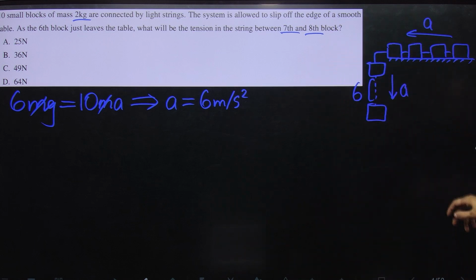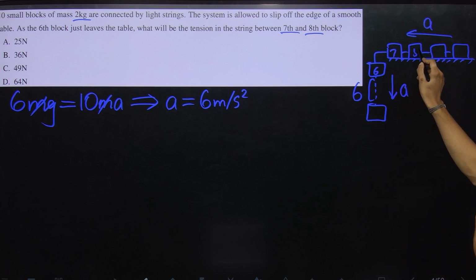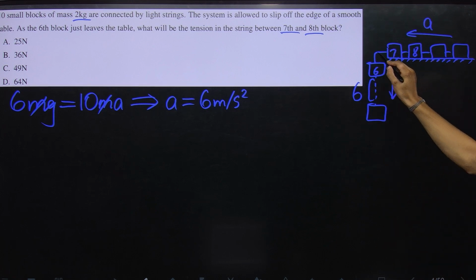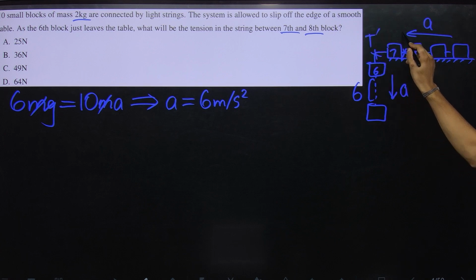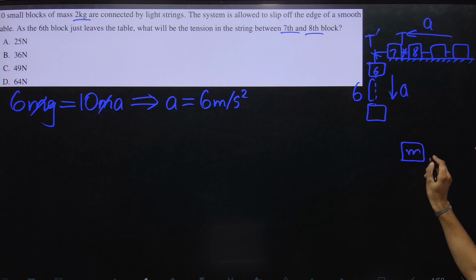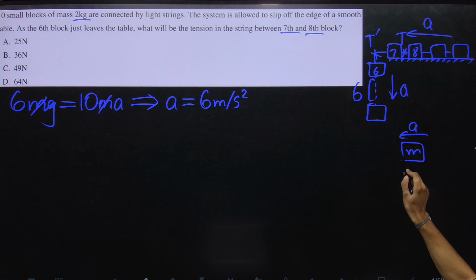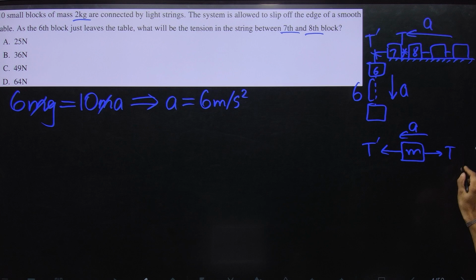Now we need the tension in the ropes between the 7th and 8th block and the 6th and 7th block. Let's say that the 6th and 7th block are connected by a string that has tension T dash, and the required tension T is between the 7th and 8th block. If we draw the free body diagram of the 7th block, we know it is moving with an acceleration of a towards the left, and it has a force T dash towards the left and a force T towards the right.